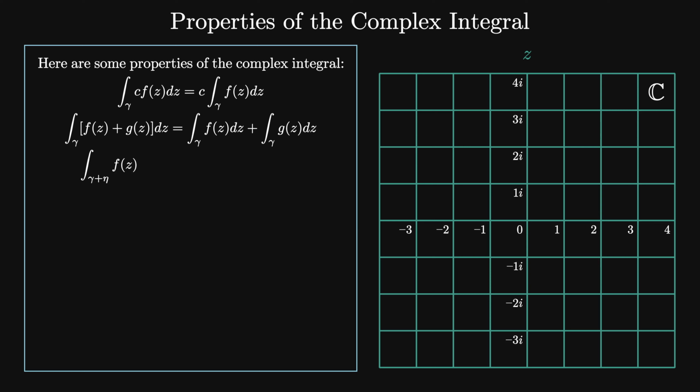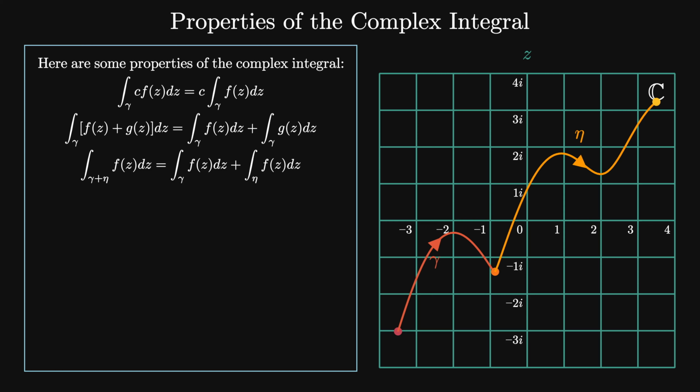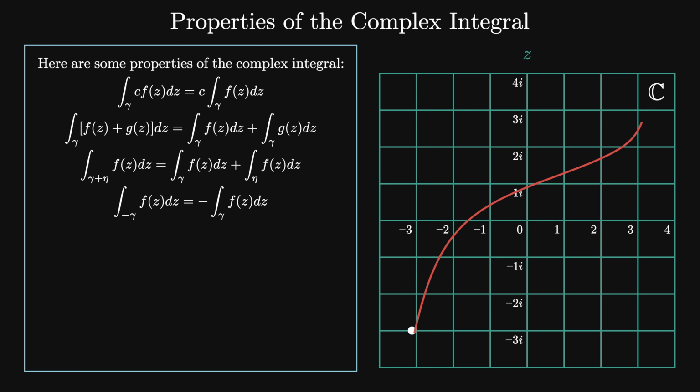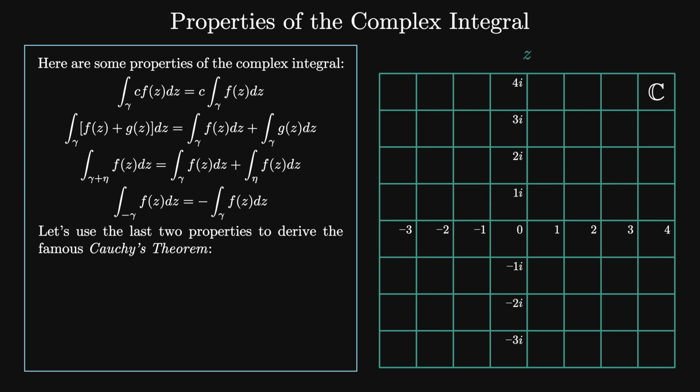Third, the integral along the curves gamma plus eta of f of z dz is equal to the integral along gamma of f of z dz plus the integral along eta of f of z dz. Fourth, the integral along minus gamma of f of z dz is equal to minus the integral along gamma of f of z dz. Let's use the last two properties to derive Cauchy's theorem.